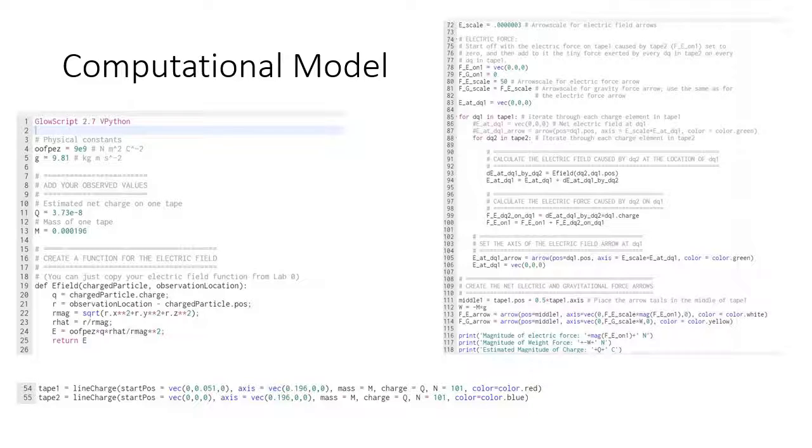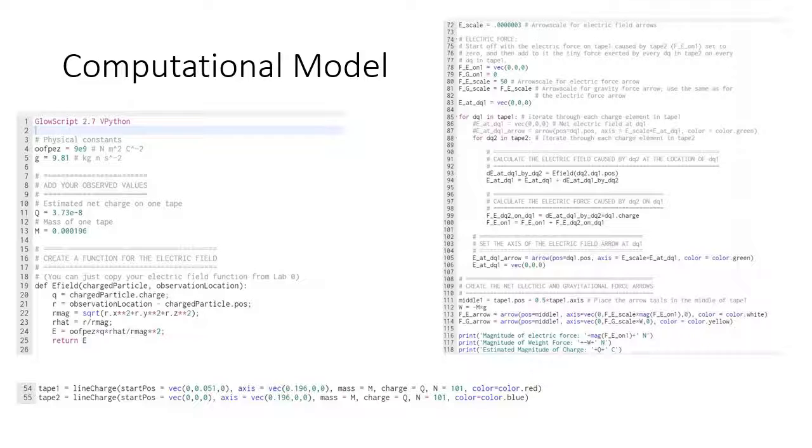Here you can see my computational model. The purpose of this model is to estimate the magnitude of charge for a U-tape if both tapes are treated as line charges. We can represent these lines of charge in GlowScript using the line charge function given in the starter lab code. The line charge function will generate n spheres along an axis, each with a differential charge dq proportional to the size of n, which I completed in lines 54 and 55.